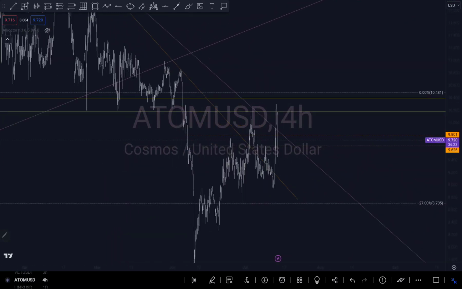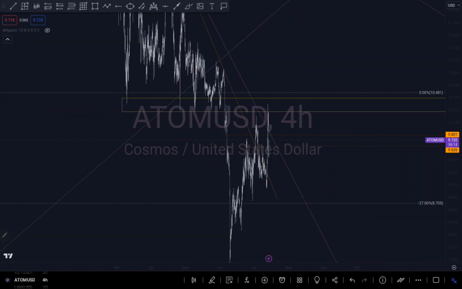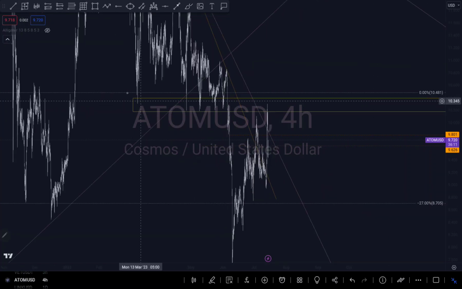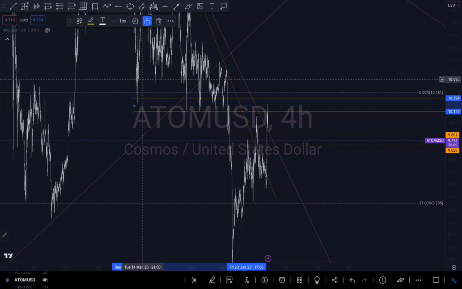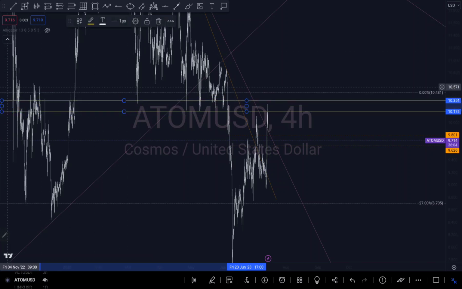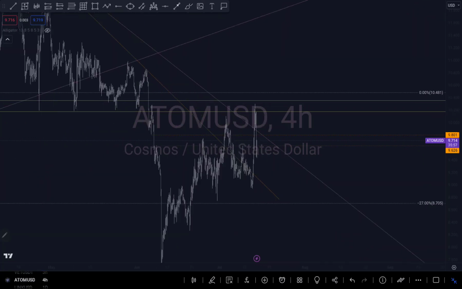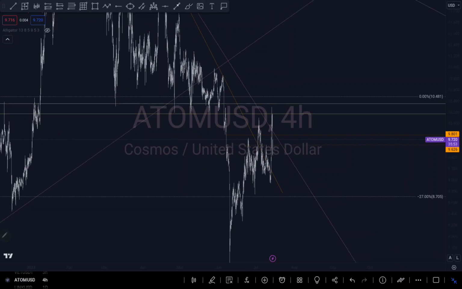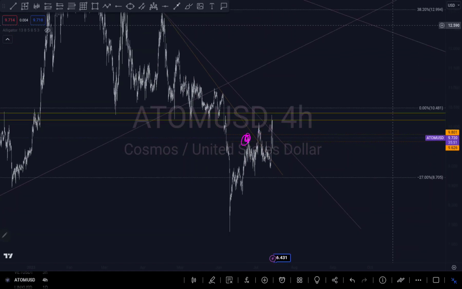And another instance was this zone right here. We can see this is a sensitive zone, and whenever we get to the zone, there's always a rejection around that area. Even if I put it to my left side, we can see that whenever we get to the zone, there is always a form of rejection around it. So I said there's also a possibility we might push up to the zone, then continue to push to the downside. But we finally came to my first target here.